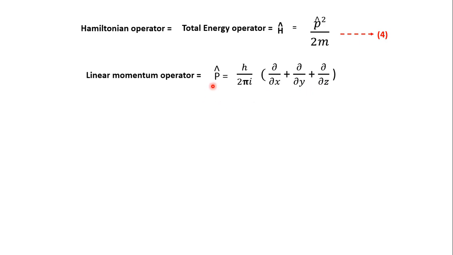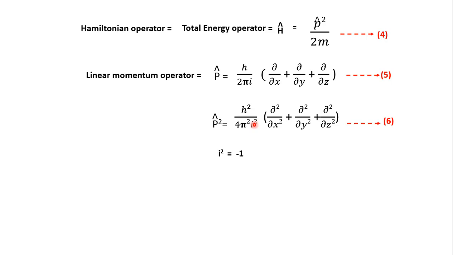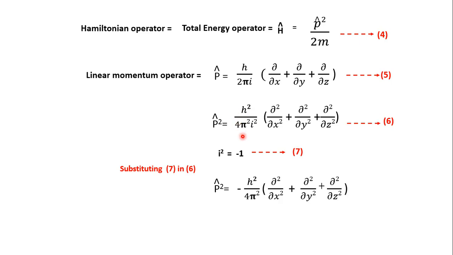Now taking the square of this linear momentum operator, we get p hat square is equal to h square by 4 pi square i square times dou square by dou x square plus dou square by dou y square plus dou square by dou z square, and i square is equal to minus 1, and so we'll get p hat square equal to minus h square by 4 pi square times dou square by dou x square plus dou square by dou y square plus dou square by dou z square.